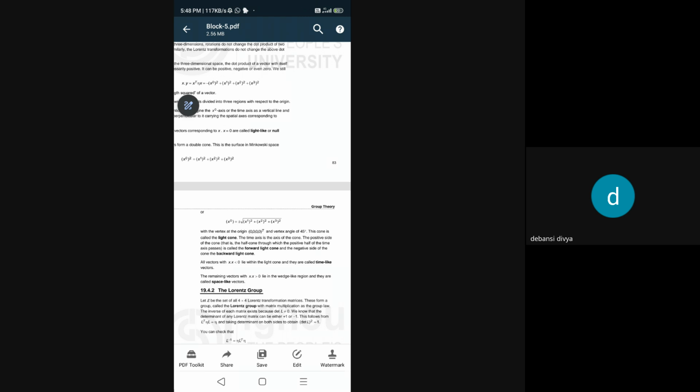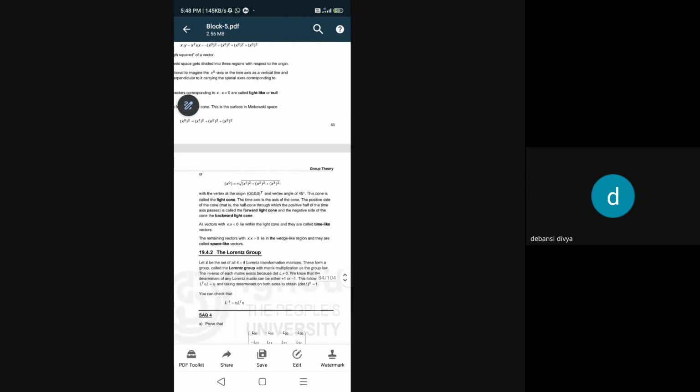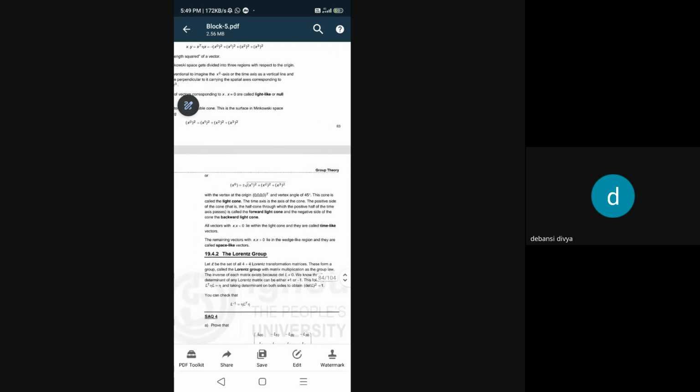The positive side of the cone, that is the half cone through which the positive half of the time axis passes, is called the forward light cone, and the negative side the backward light cone. All vectors with x dot x smaller than 0 lie within the light cone, and they are called time-like vectors. The remaining vectors with x dot x greater than 0 lie in the wedge-like region, and they are called space-like vectors.